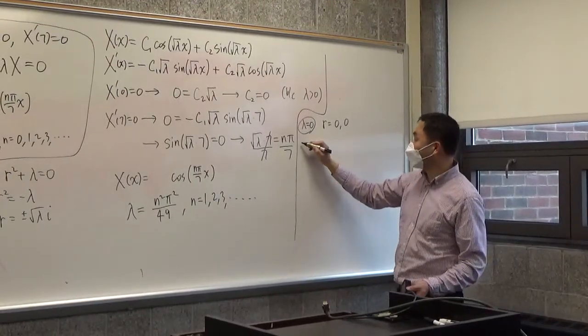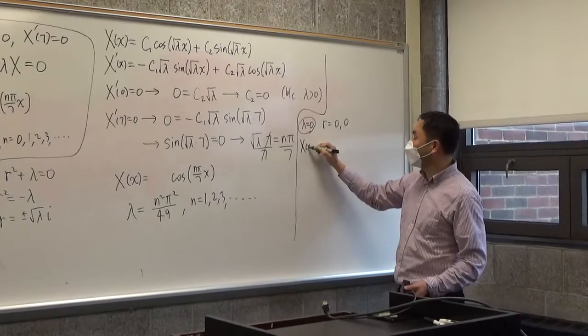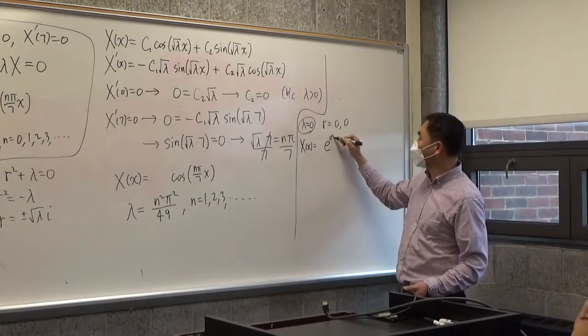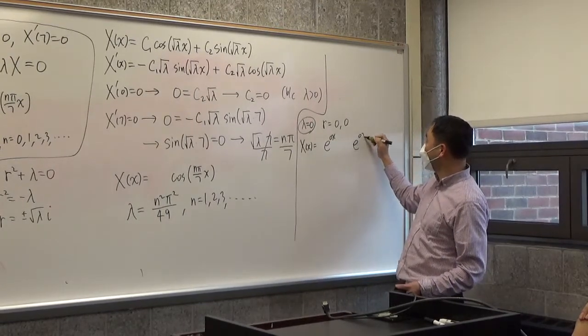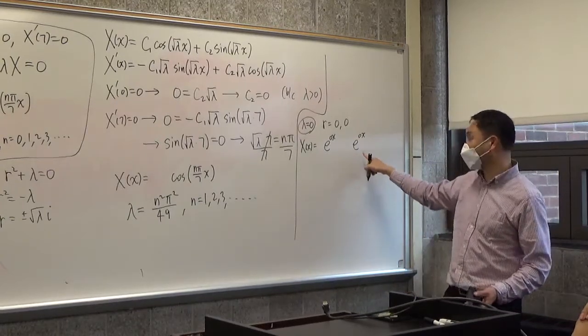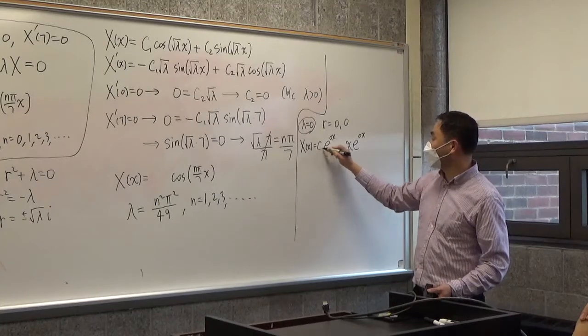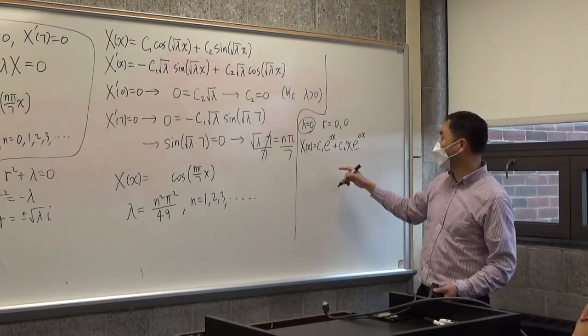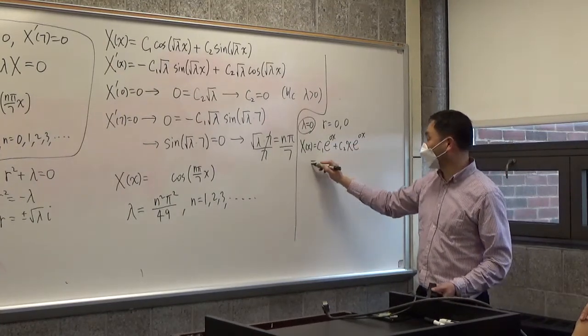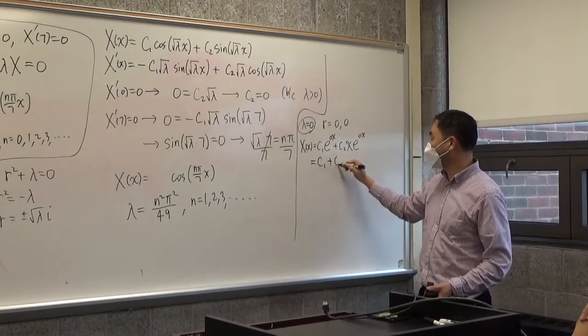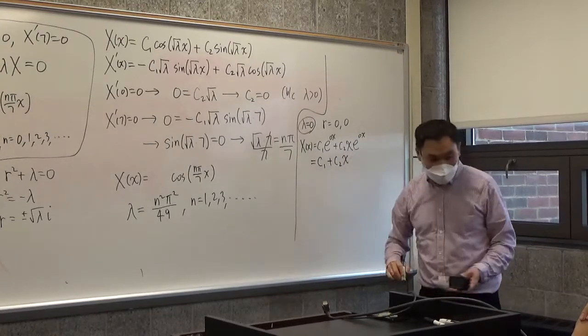Right? So that your solution would look like e to the 0x for one of them and another e to the 0x, but they have to be different. So what do we do with the second one? We multiply by x, right? So here's c1 and here's c2. And anything to the 0 power is 1, so you get the solution c1 plus c2x.